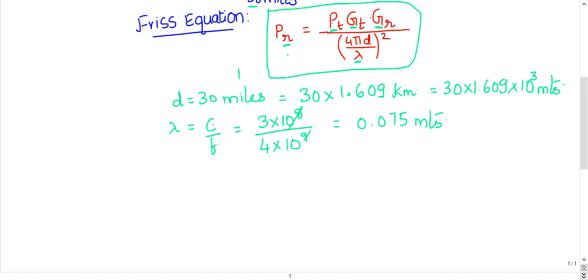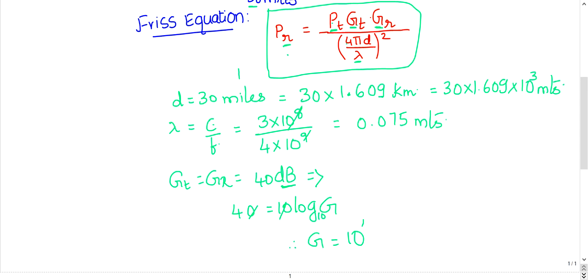So D and lambda are ready. Next, GT and GR, it is given as 40 dB, but we need to convert it into a normal value, in the sense it should not be in dB. So 40 is nothing but 10 log G, GT or GR, whichever. So this and this gone, this is base 10, therefore G is nothing but 10 power 4. So from this, GT equal to GR equal to 10 power 4.